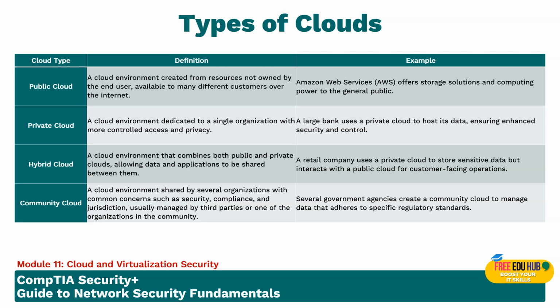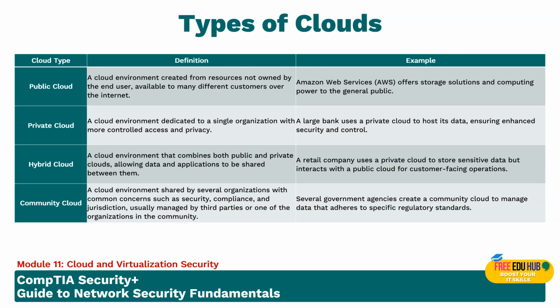Then we have the hybrid cloud, a cloud environment that combines both public and private clouds, allowing both data and applications to be shared between them. So as the name suggests, hybrid cloud combines the public and private cloud, bound together by technology that allows the data and applications to be shared between them. This allows flexibility, allowing the business to scale up their on-premises infrastructure to the public cloud to handle the overflow during the peak hours, often referred to as cloud bursting.